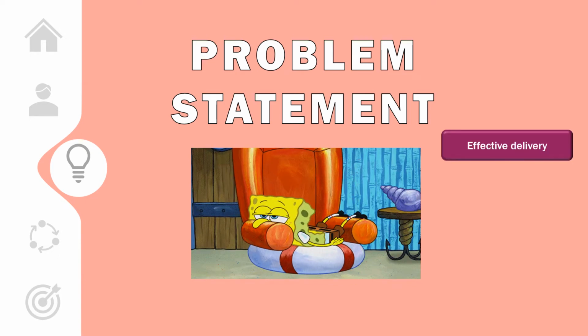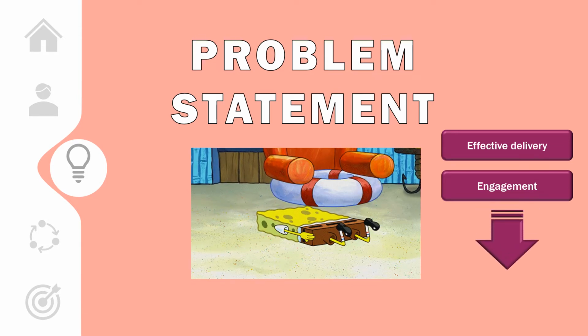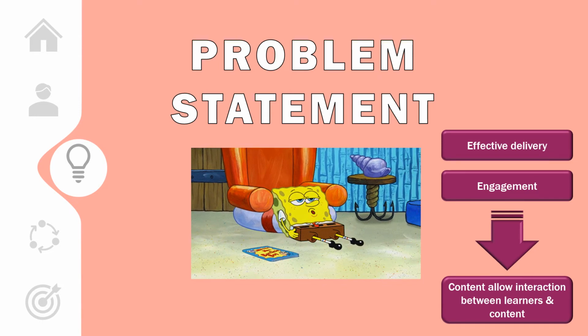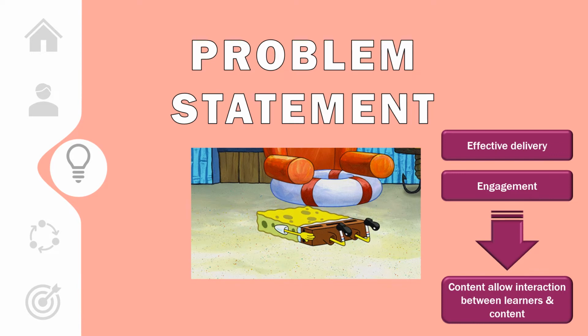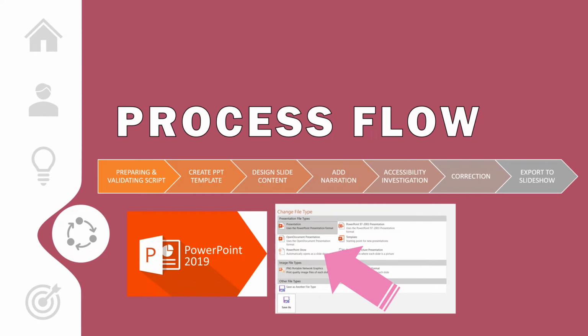Here, we can see that there are two things that we need to highlight, which is effective delivery and engagement, where our product allows learners to interact between the learners and also the content. As mentioned before, the project is using PowerPoint presentation. So we use PowerPoint 2019, where we exported into the PowerPoint show, which is similar to video, but at the same time, learners can interact with the content itself.